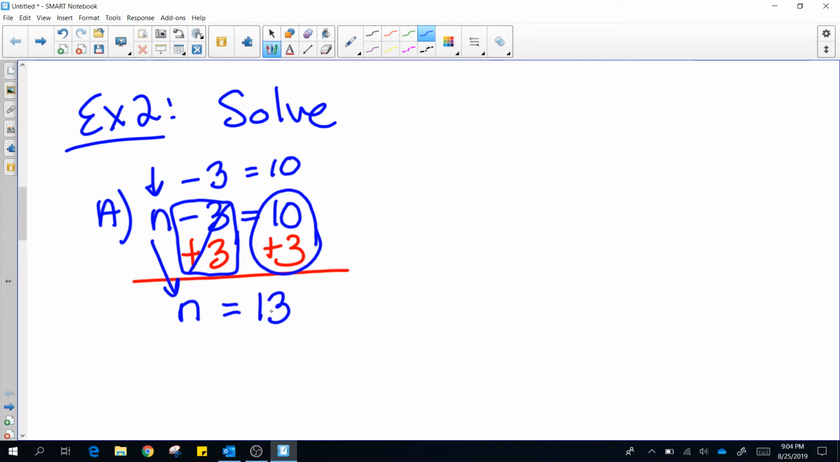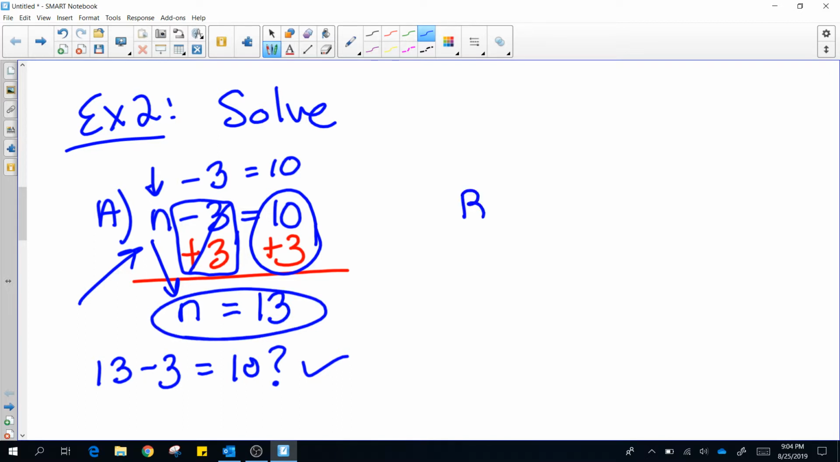Okay. So now let's think about this. If I take my original equation, if I take 13 minus 3, do I get 10? Absolutely. So 13 had to be my answer. Okay, let's try another.